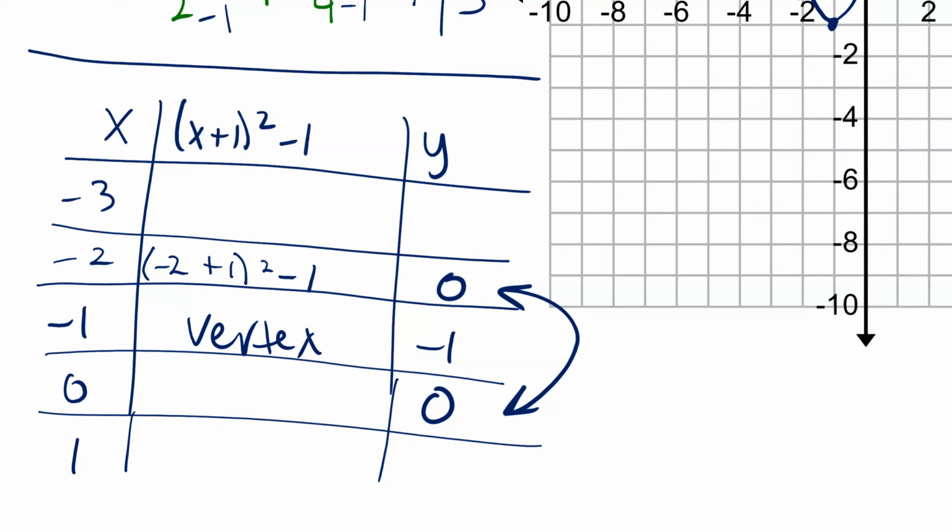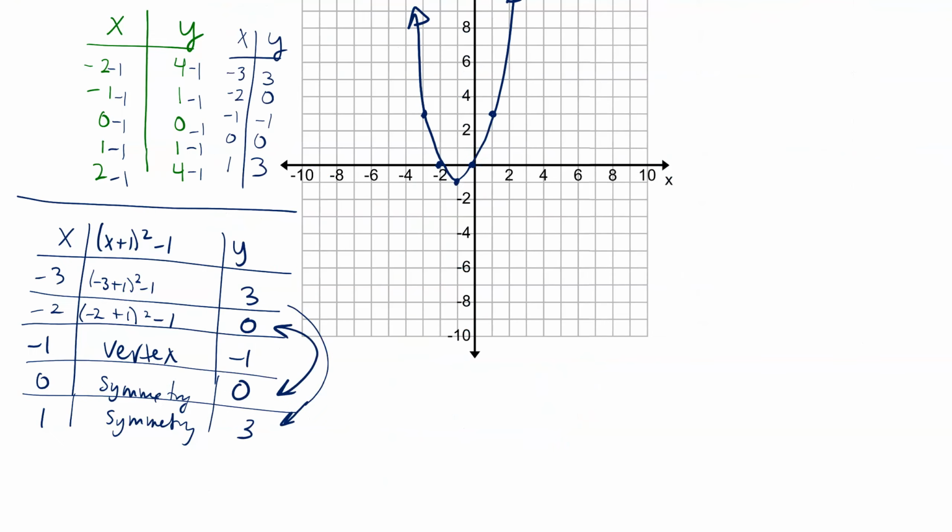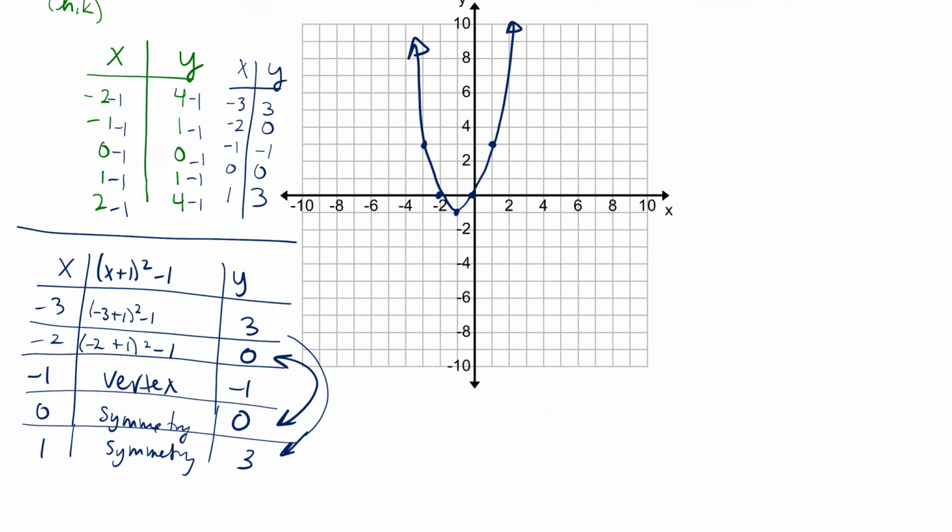Let me plug in -3. -3 plus 1 squared minus 1. Okay, -3 plus 1 is -2. -2 times -2 is 4. 4 minus 1 is 3, which means that this is 3 as well, because of symmetry. So vertex form shows us the vertex right away. So I'm showing you 2 different ways to do the same thing.